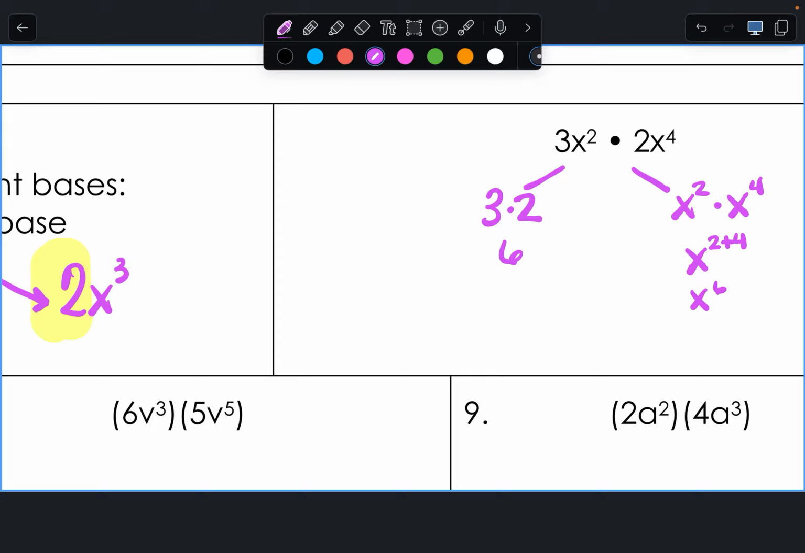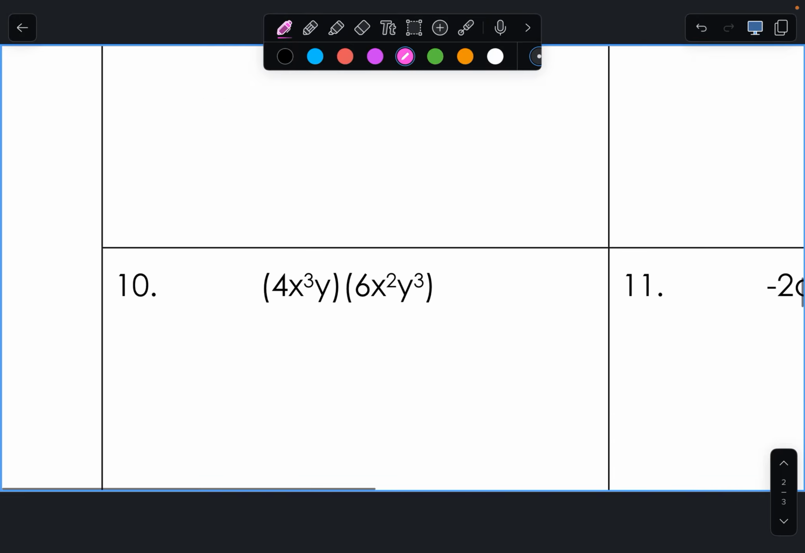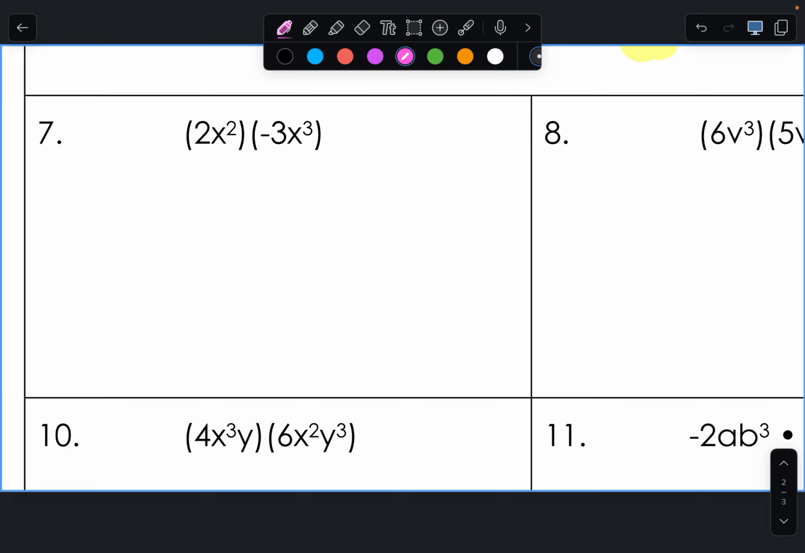Number 10. We no longer have just 2 groups. Now we're adding in a 3rd group because there are 2 variables. So we're going to create 3 groups. First, you're going to create a group for your coefficients, which are 4 times 6. 4 times 6 is 24. Then we're going to create a group for what variable? For our x's, we got x cubed and x squared. You added the 3 plus 2 to give you x to the power of 5.